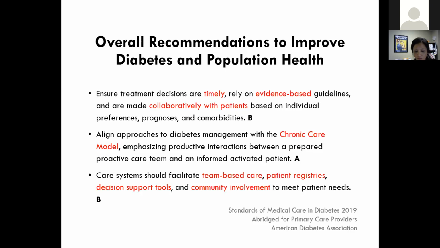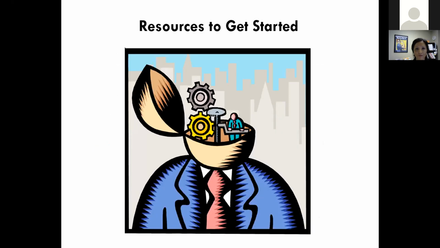Align your diabetes management program along those elements inside the chronic care model to make those interactions more productive. And you want to be prepared for those patients when they're coming in. And the care system should facilitate team-based care. Make sure you have patient registries. Can you pull those patients from your EMR and the appropriate decision tools, and involve the community to the best of your ability. This comes from the Standards of Medical Care in Diabetes, and Grace has the article that she will send to you if she hasn't already.